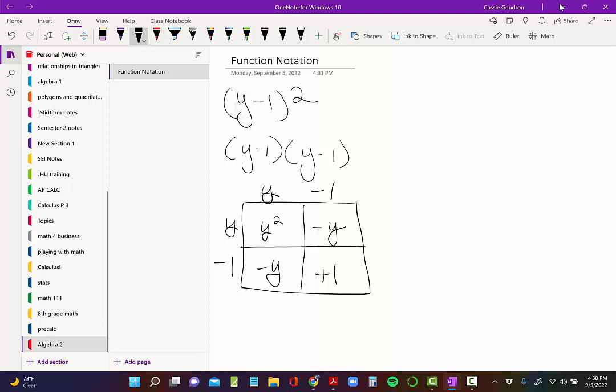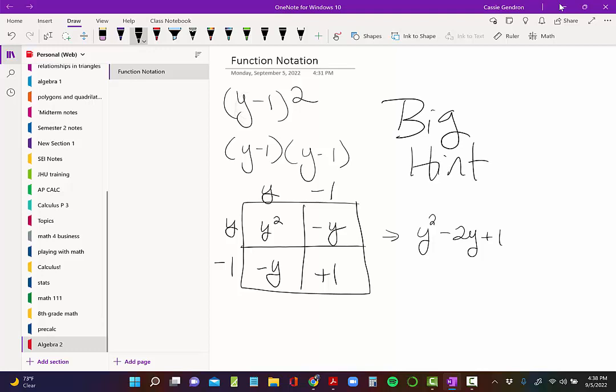So now we're going to collect all our terms, and that gives me y squared minus 2y plus 1. So that's a big hint on number 13. Okay? Hope that helps.